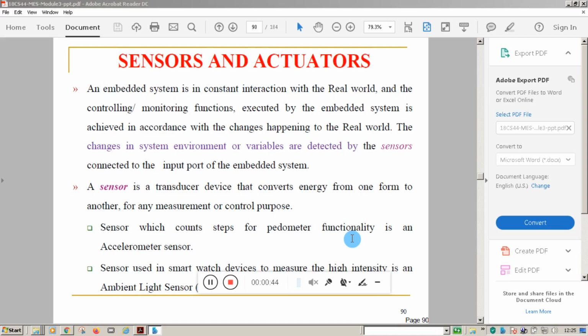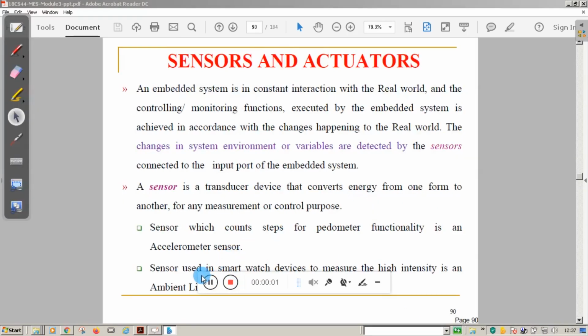So in this session, we will see the sensor and actuator. Actually, I told in my previous session, the sensors are the input device which gets the input from the external world or the other environment. And actuators are the output device which is connected to the output pin of the microcontroller or microprocessor. So sensors are connected to the input port of the embedded system. Actuators are connected to the output port of the embedded system.